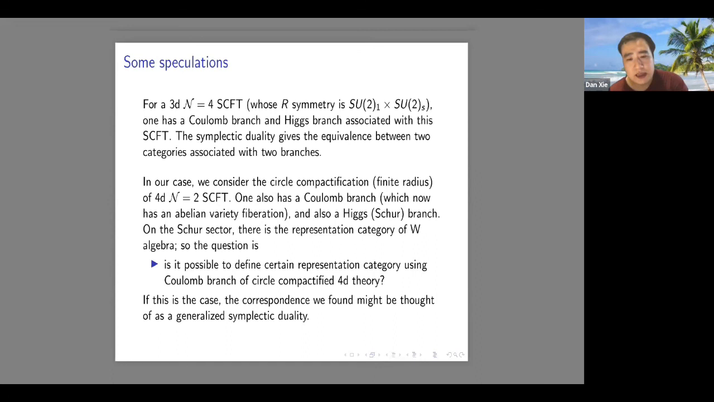Now on the Higgs branch or the Schur sector, one has the so-called representation category of the VOA. So the question is, is it possible to define a certain representation category using the Coulomb branch of a circle-compactified 4D SCFT? Not a purely 3D one. If this is the case, then the correspondence we found here might be a generalized symplectic duality. And if this works, one can go even further. We might study the torus compactification of 5D N=1 SCFTs and things like that.